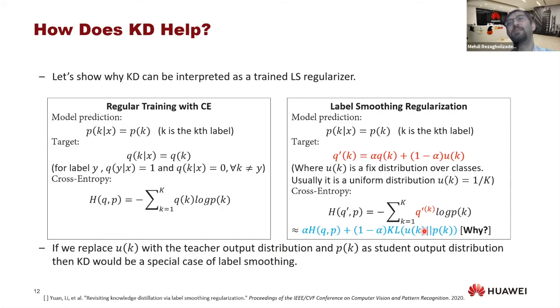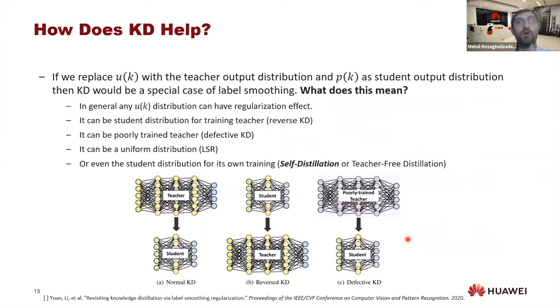With this explanation, we can say knowledge distillation is a particular form of label smoothing. If we replace this uniform distribution with the prediction of the teacher, it would be exactly the same. So we can say knowledge distillation is a trained sort of label smoothing. And then it gives us one more explanation of why knowledge distillation can help training of neural networks, and this would be because of the regularization effect.